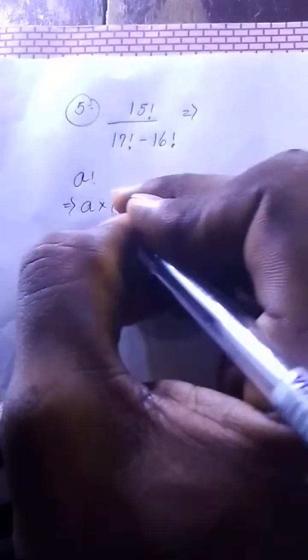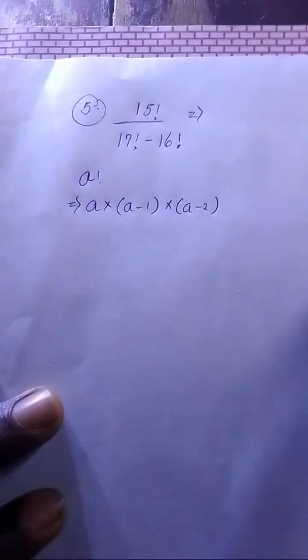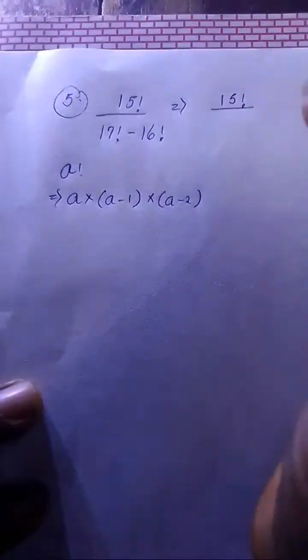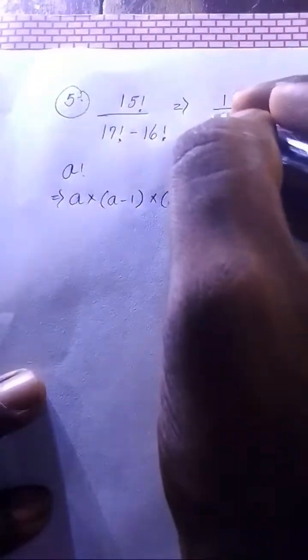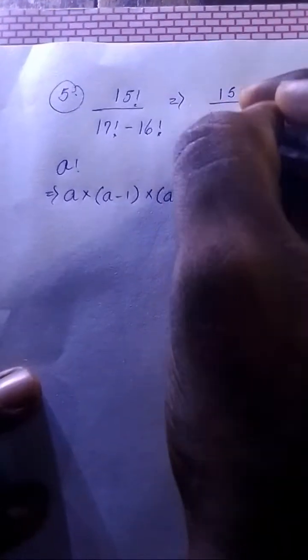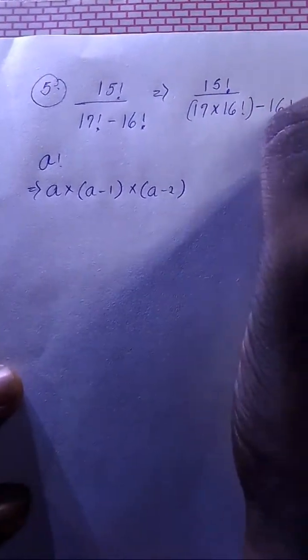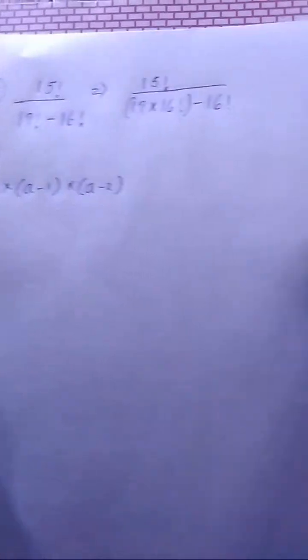Now, what is the first thing we're going to do? We know that if we have a factorial, what is it giving us? It will give us a times a minus 1 times a minus 2, and so on and so forth. So we'll just have 15 factorial first, divided by 17 factorial, which is 17 times 16 factorial, minus 16 factorial. So from here, what do we have?